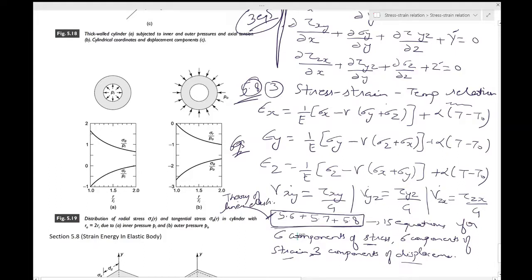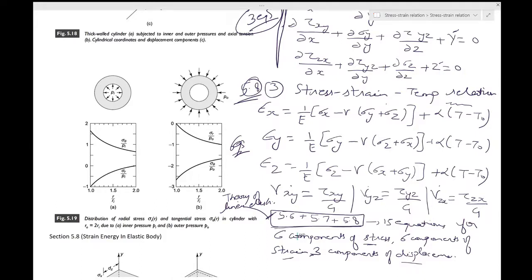Okay, and the equations are linear. The equations are linear because of the linear material behavior assumed in 5.8, and also because of the restriction to small strains. So all of these equations are said to be linear for this reason.